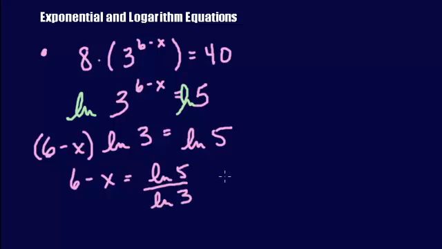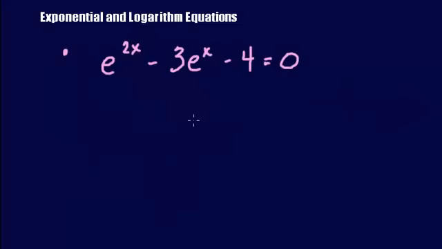I'll subtract 6 from both sides, and then I'll flip-flop the signs because my x is negative, and I end up with x equal to the natural log. Let's see, I'll just go ahead and write the 6 out front because I'm going to flip-flop these signs: 6 minus the natural log of 5 over the natural log of 3. And that's what I'll get. That'll be my exact answer for this particular problem.